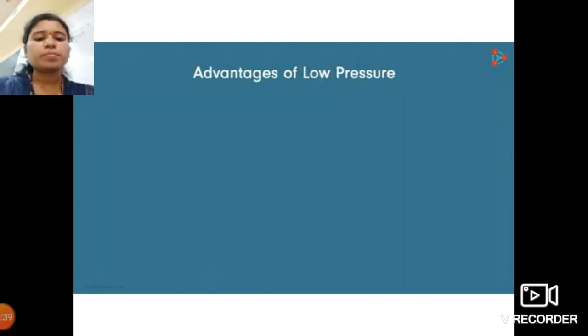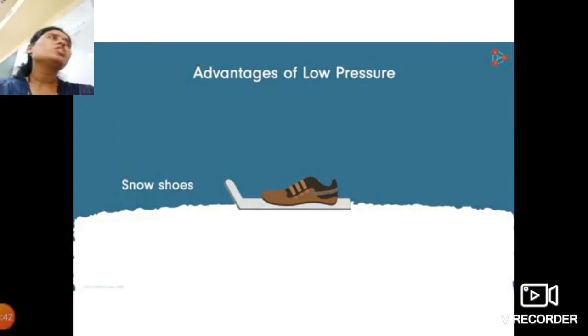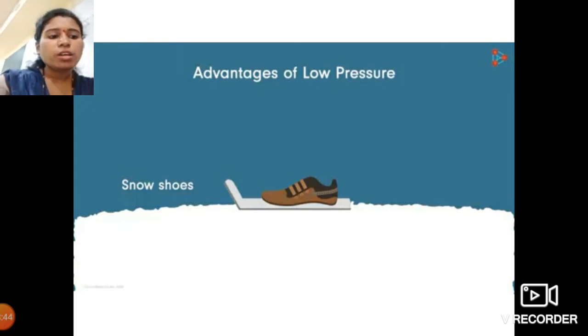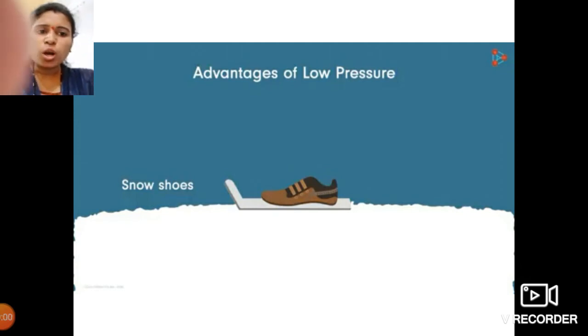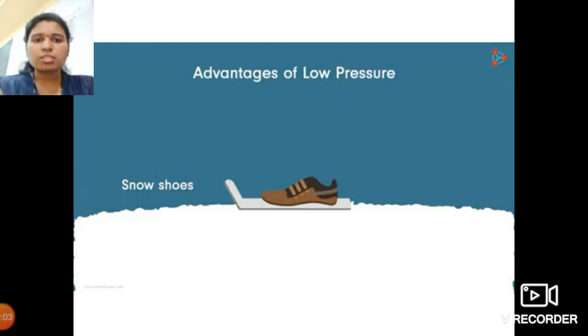Okay, students? So there are situations where we require low pressure. Let us see some of these examples. We use snowshoes to walk on the snow. These are the snowshoes. So we use these snowshoes to walk on the snow. The reason for that is simple. Why do we use these shoes instead of other sport shoes or other shoes?